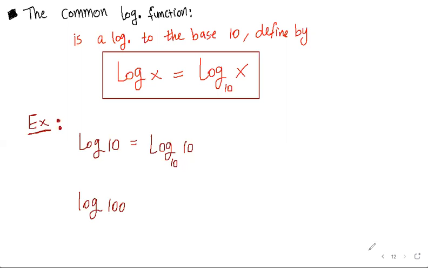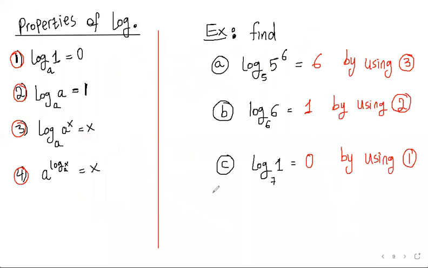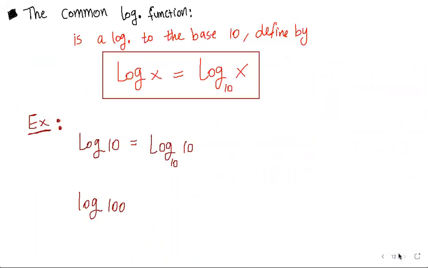And by using the properties, log 10 to the base 10 is equal to 1. So here log 10 to the base 10 is equal to 1. For the second one, 2, exactly. So this is equal to log 100 to the base 10.